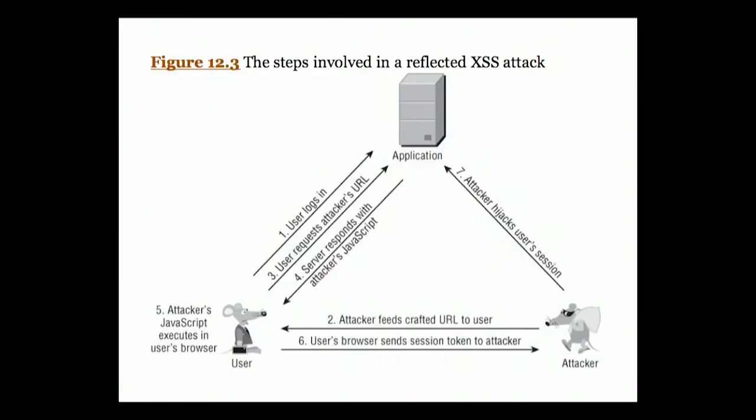So in a reflected XSS, that's what I say, the user logs into something. This is how you get into somebody's account by stealing their cookie. User logs into something, and now they have a cookie, so the attacker gets to hijack your session by feeding you a crafted URL. So you log into Facebook, and then I send you an IM, say, hey, look at my funny picture of a cat, and it's a Facebook link.